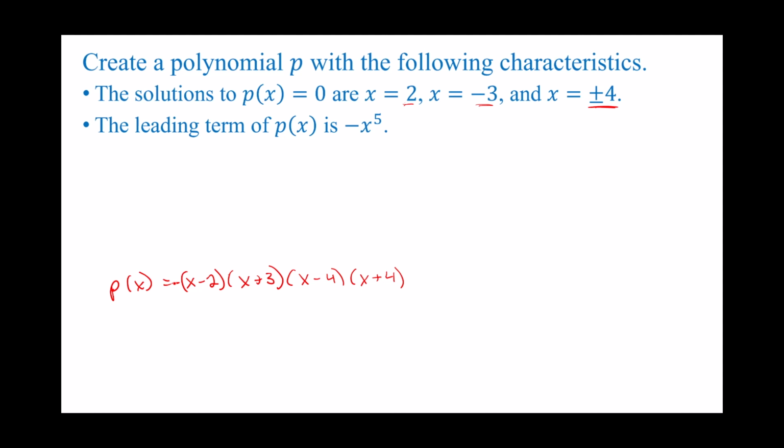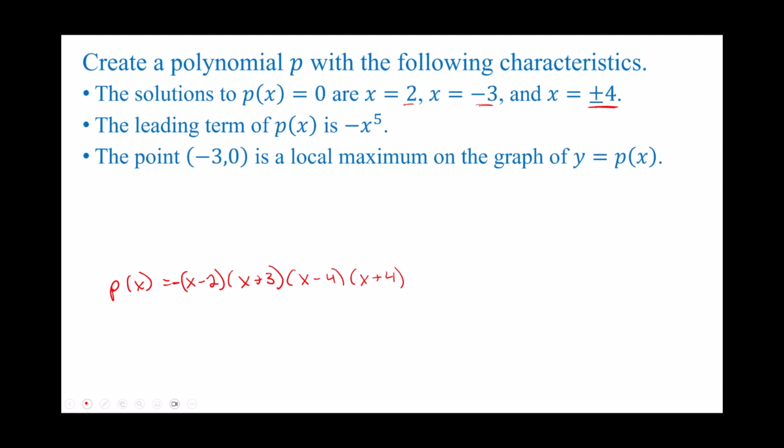But now it also says that we have a 5th power. Our degree is 5, and I only have 4 factors there. So we must have one more condition. The third condition, the point negative 3, 0, is a local maximum. We look here, negative 3 is an x-intercept. So at negative 3, I do have an x-intercept right here, and it's telling me it's a local maximum.